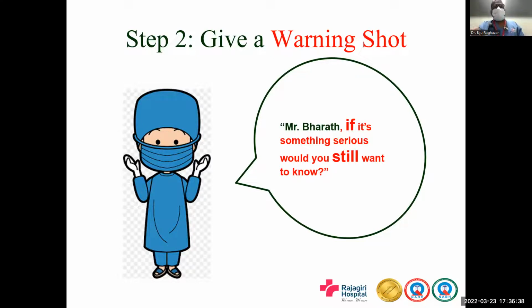The other important purpose of a warning shot is it suddenly makes the atmosphere more serious. Till this point, the conversation was casual. From the warning shot, the whole atmosphere becomes more serious.